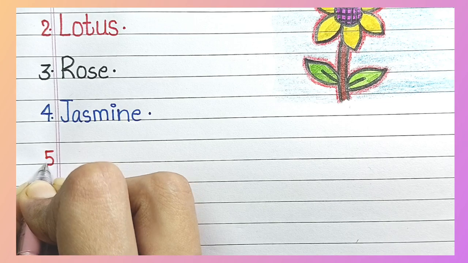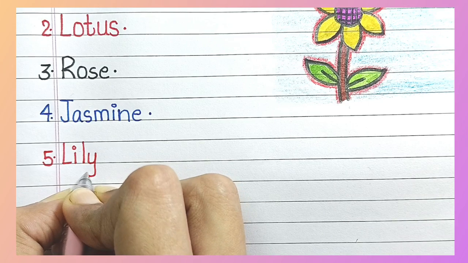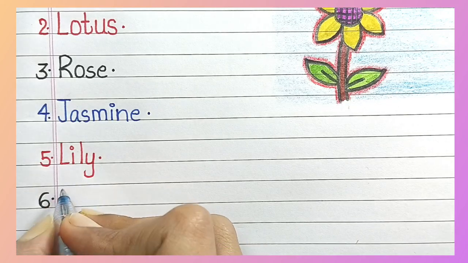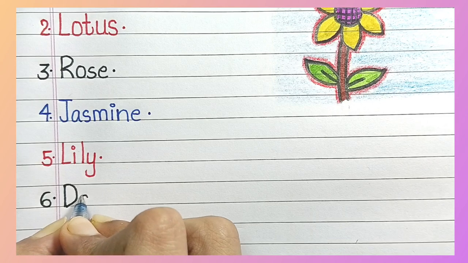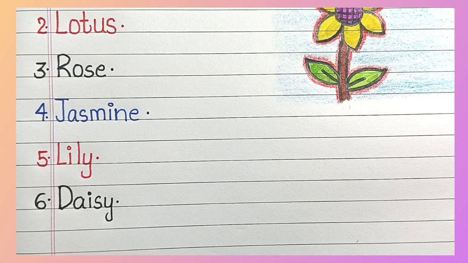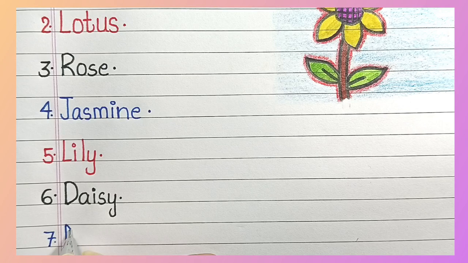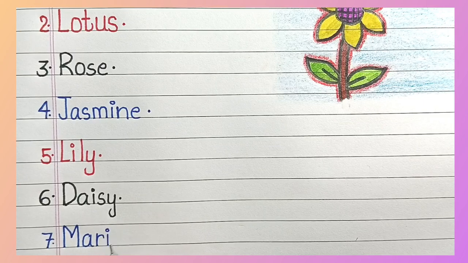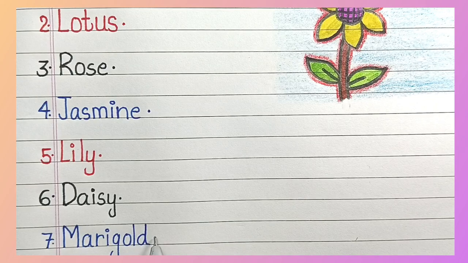Fifth line, lily. Sixth line, daisy. Seventh line, marigold.